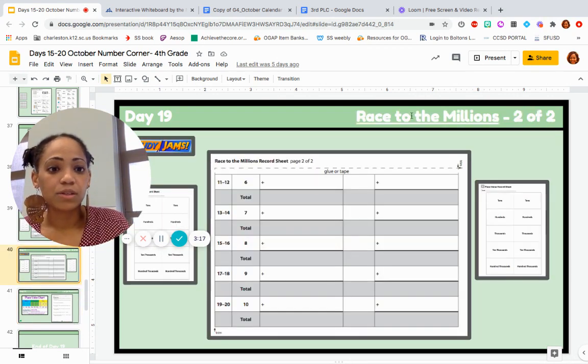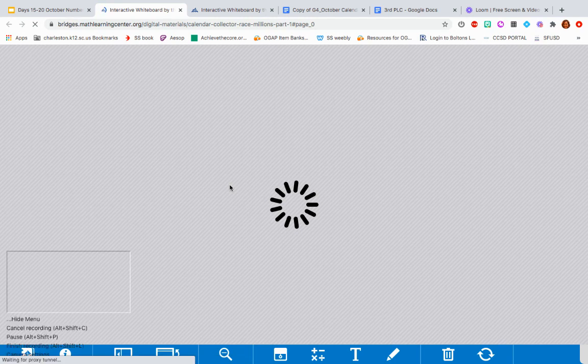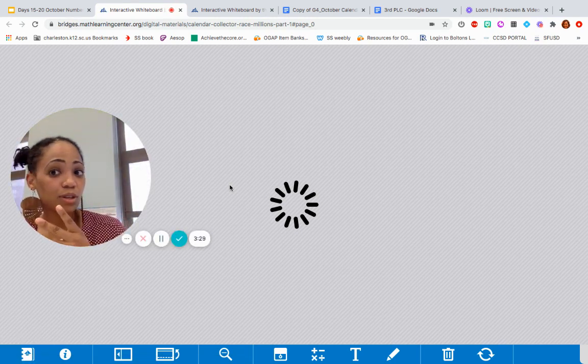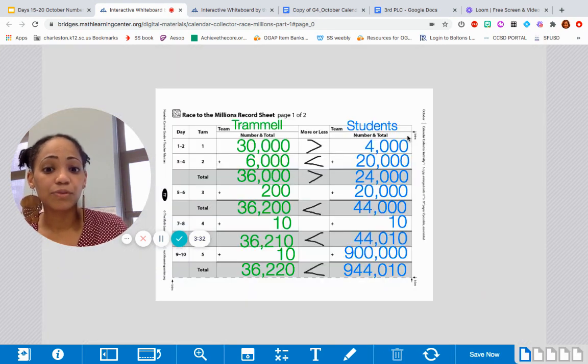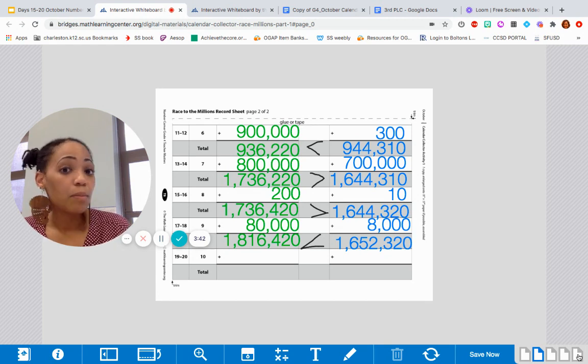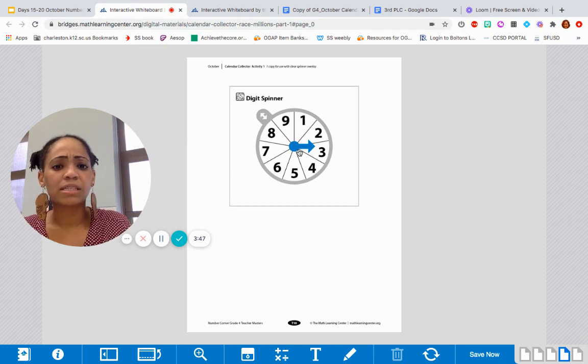Okay, so here we go. Race to the Millions. It is your turn today because yesterday, remember, we took 2 turns just to make sure we can get it all in before the end of the month. And right now, Miss Trammell is winning. I have some questions about how much I'm winning by, what might you need to spend in order to catch up. We'll talk about that, but let's spin first.